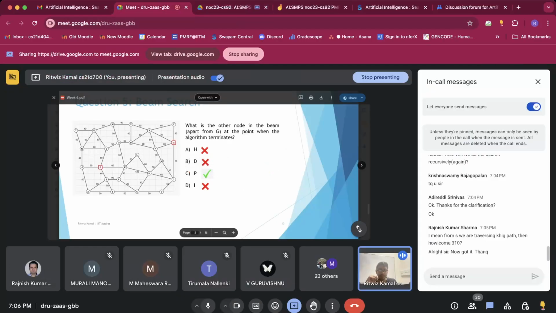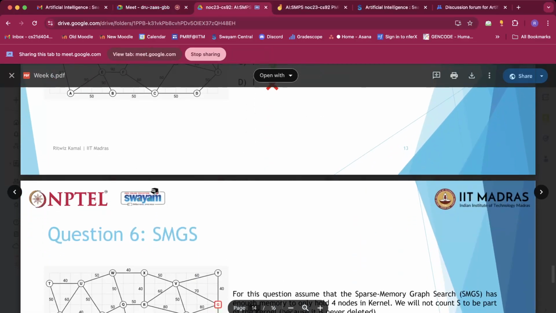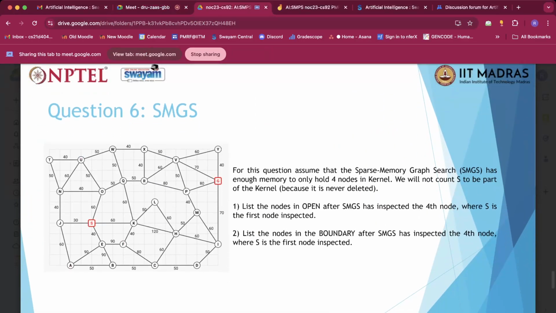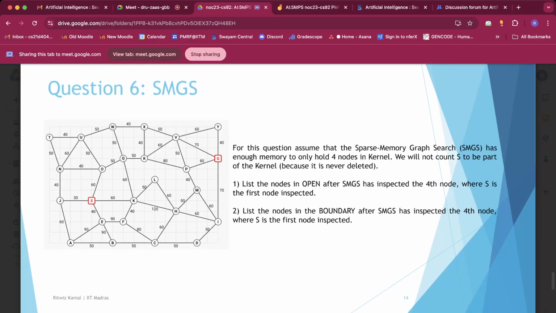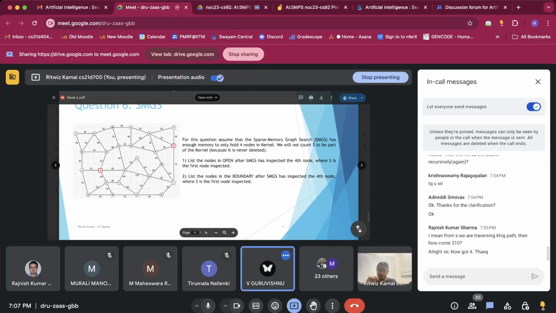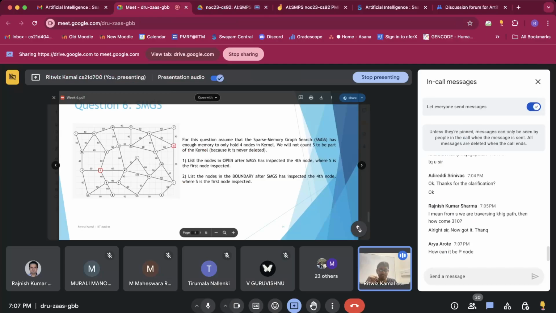Yeah, thanks for muting. Okay, so I suppose there are no further doubts in beam search. If not, we can move to the next method and the final method for today, which is the sparse memory graph search or the smart memory graph search. These two terms might have been used interchangeably in the assignments and the lecture videos by Professor Khemani. It would be great if you could mute yourself if you don't have questions. That would help the others.